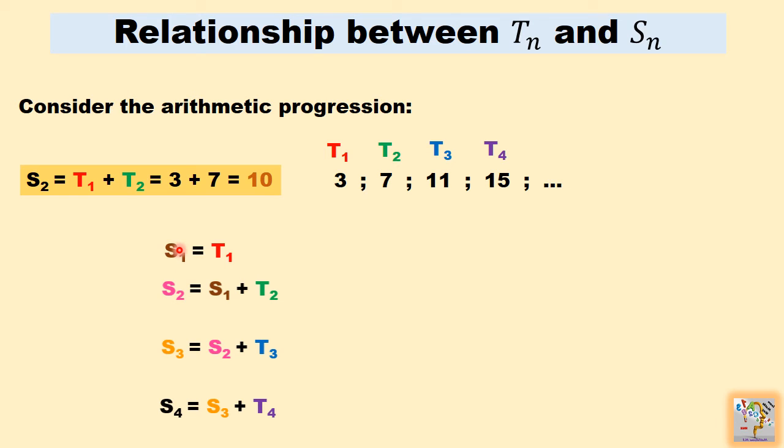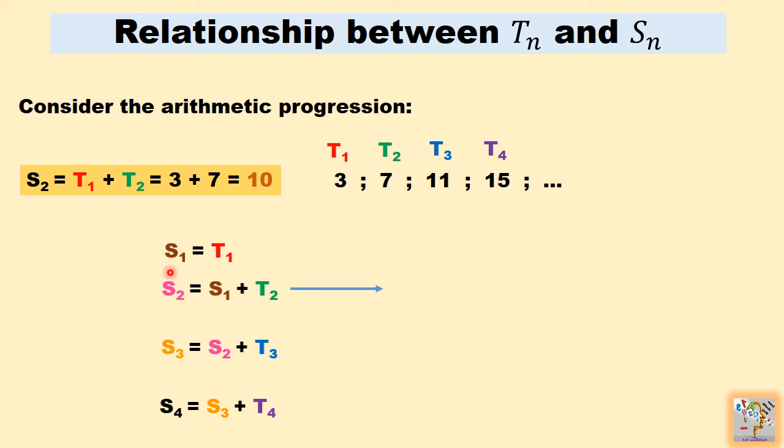We agreed to say S, the sum of one term, is the first term. Sum of two terms is S1 plus T2. Sum of three terms is equal to S2 plus T3. Sum of four terms is equal to S3 plus T4. Okay? Now, this will give us other equations. So if I want to determine the sum of two terms, I need to know the sum of one term, and then I need to know the next term. So if I know T2 and S1, I can determine S2. The same thing applies: if I know S3 and T4, I can determine S4. Now let's look at the relationship that exists here.